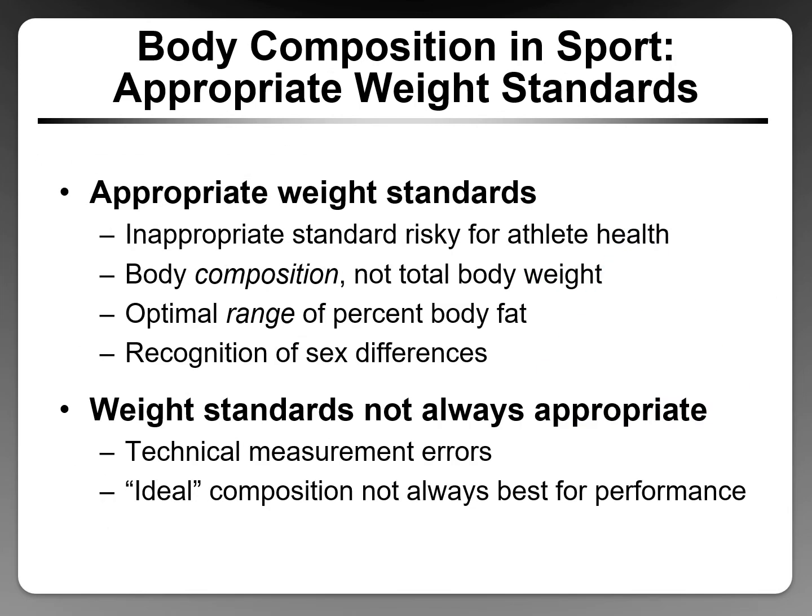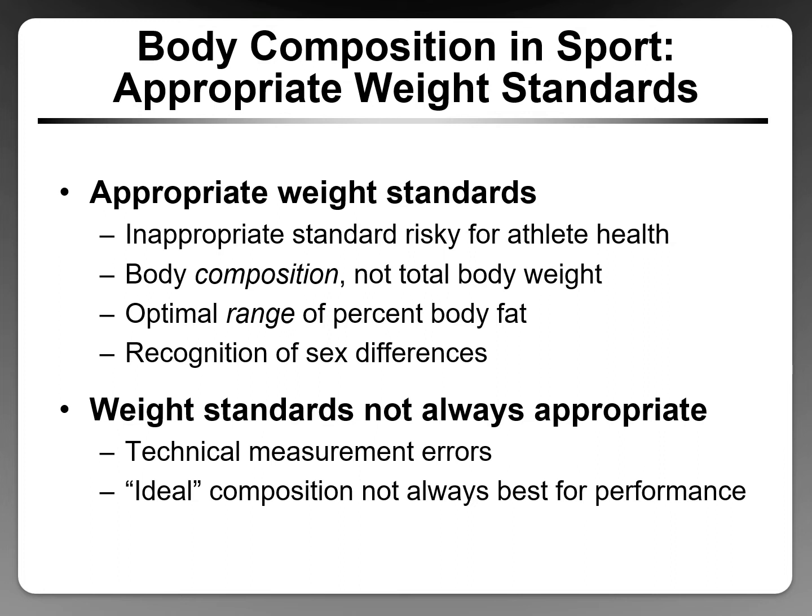So again, it is important to have appropriate weight standards. If you have inappropriate standards, these are obviously going to be risky for the athlete and their health. Body composition overall may be an important thing to look at instead of just simple body weight. So like, I need to get below 125 pounds. That's just looking at total body weight. That's not looking at what's right and healthy for you.